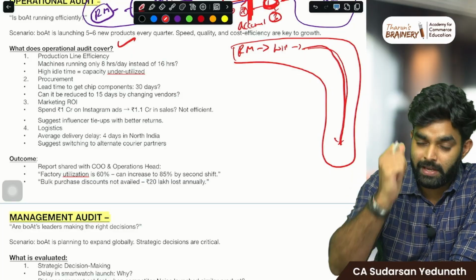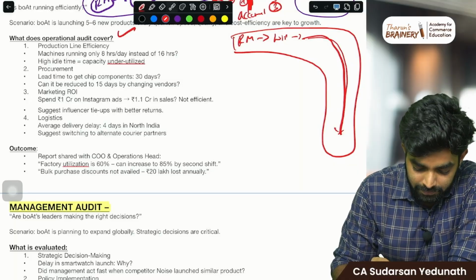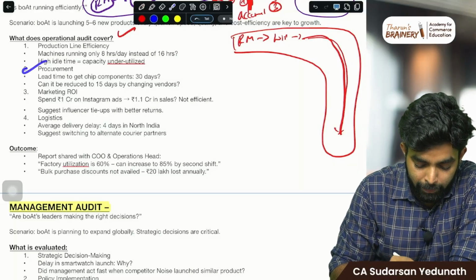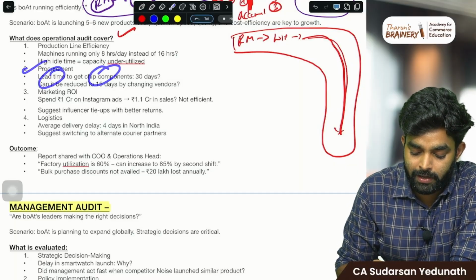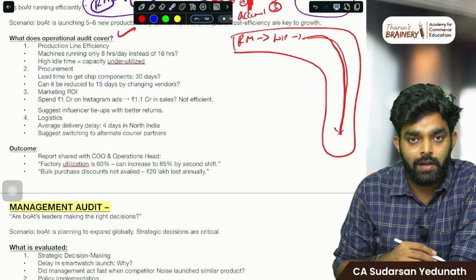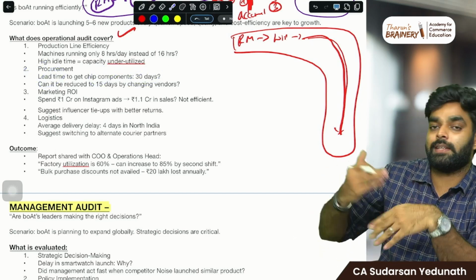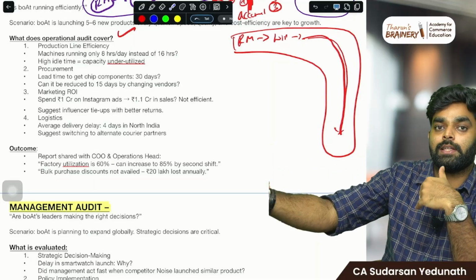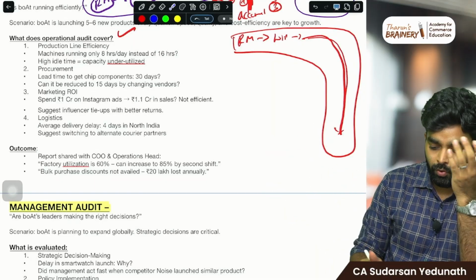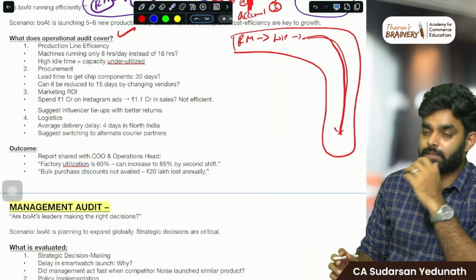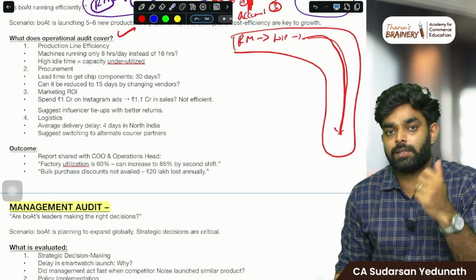I'll give you one very big example of an operational audit. Procurement lead time to get the chip components is, say, 30 days. That is a huge number of days. If I can get it in 20 days, I can manufacture faster and I can sell faster. There won't be a shortage of products. All these things will be checked in operational auditing.